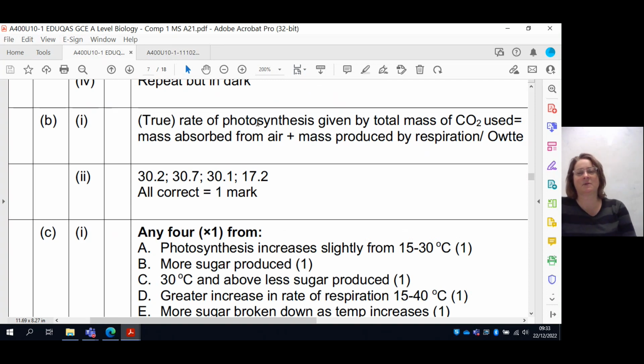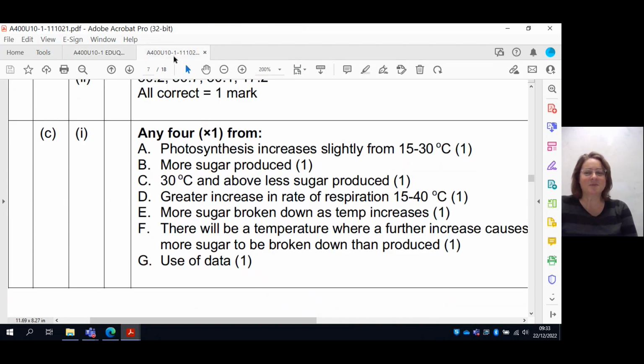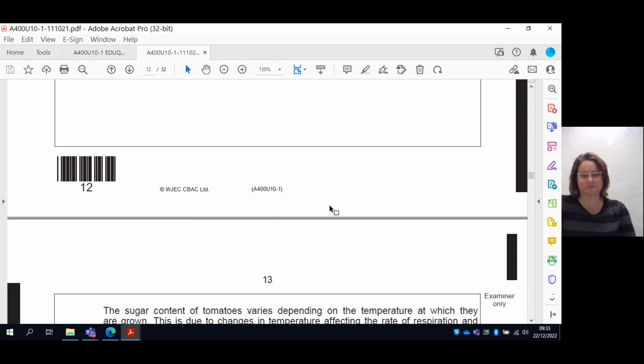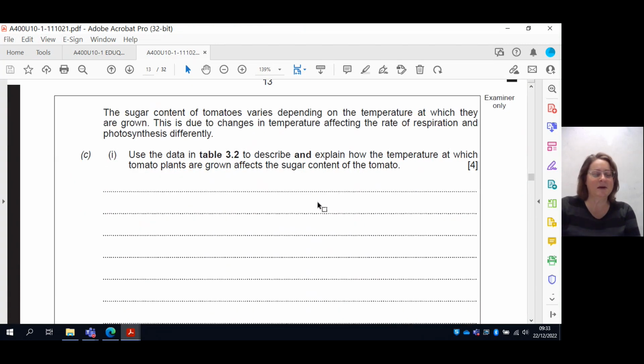So the question that was just above: is the true rate of photosynthesis given by the total mass of CO2 used, which is the mass absorbed, as well as the mass produced by respiration? Expressing that in some version or another, various ways of wording this would have been absolutely fine. And then comes your long one. That's a 4 marker here.